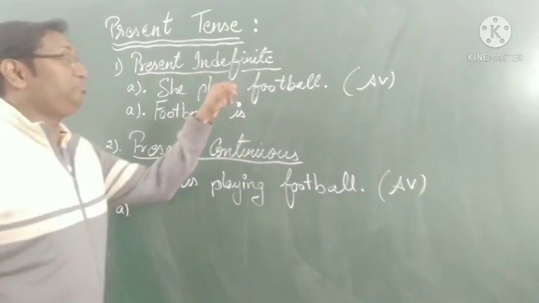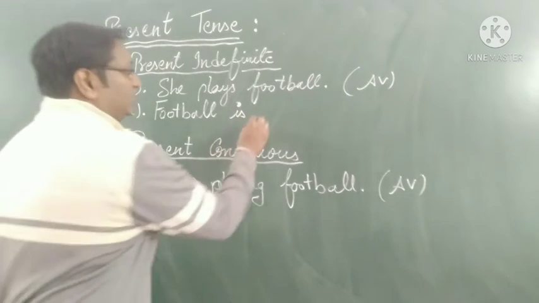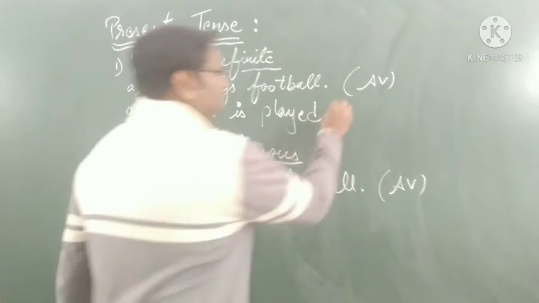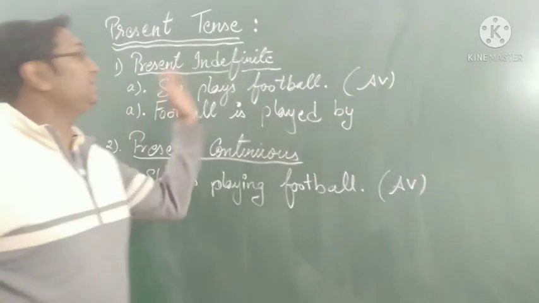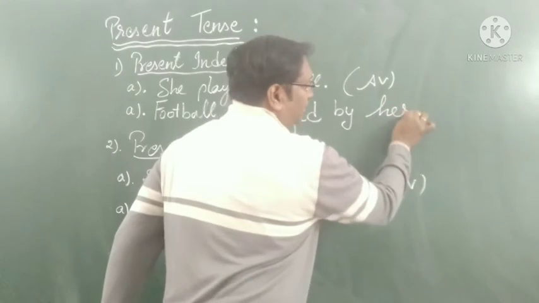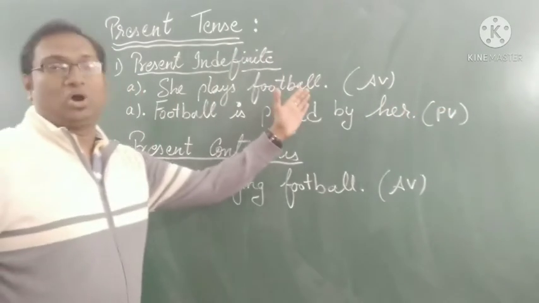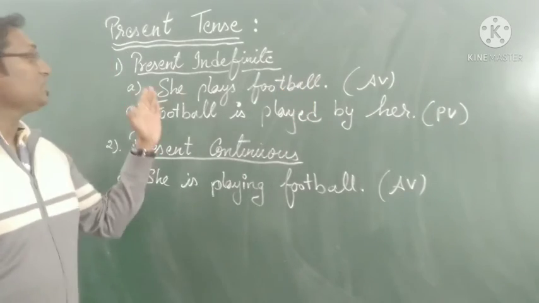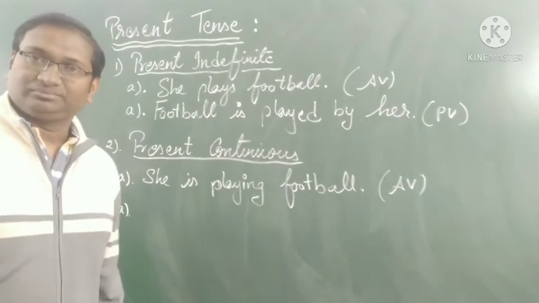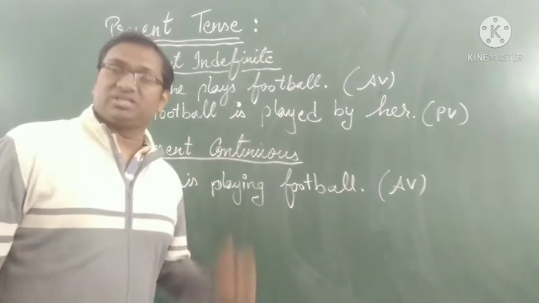Football is. Now, plays. I told you the third form is used while writing passive voice. So, plays will change into played. And then by. Now over here we cannot write she. She will change into her. So this is your passive voice. She plays football. Change this into passive: Football is played by her. Got it?